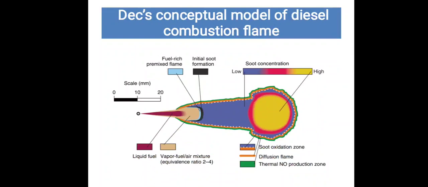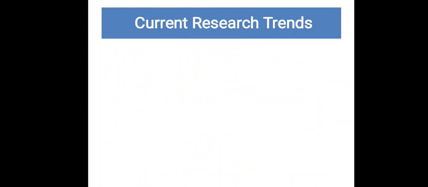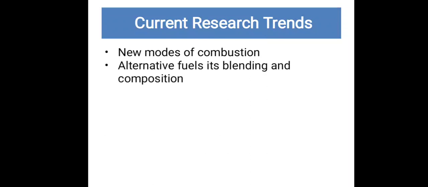You can observe in the figure where the temperatures are high and oxygen and nitrogen are abundant. So we can minimize the formation of soot as well as NOx through various methodologies like new modes of combustion, alternative fuels, their blending and composition, new strategies of fuel supply system, and optimization of the current technology. Just wait for a while for the reflection spot.